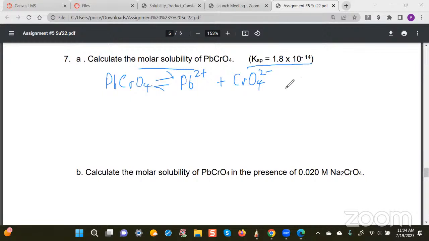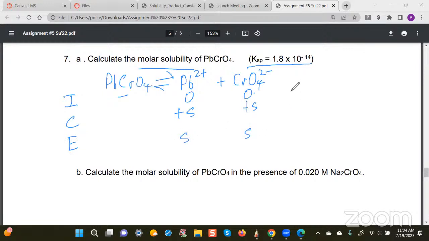What would be the next step? Anybody? Okay. So initially, what would be the state of affairs? There would be a 0 on the product side for both lead 2 plus and chromate. And then the change would be what? You would add plus S to each of those. Okay, very good. So therefore at equilibrium, you're going to have S and S here, right?